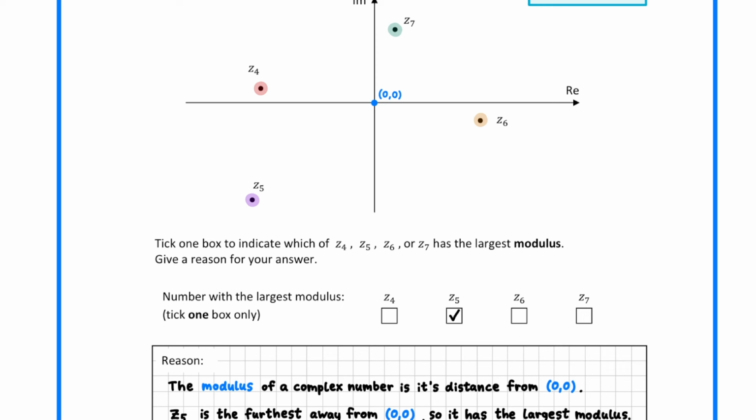In part B, we are given an Argand diagram with 4 numbers plotted on it. We must determine which one has the largest modulus. Well, the modulus of a complex number represents its distance from the point 0, 0. Eyeballing the distances, it is clear that Z5 is the furthest away from this point, and hence Z5 has the largest modulus.